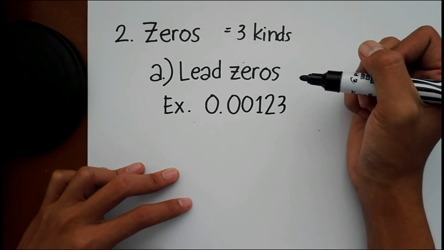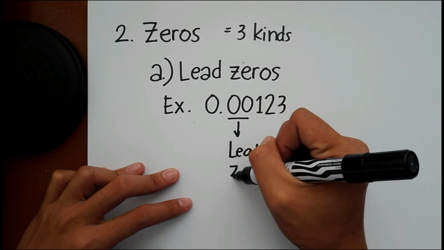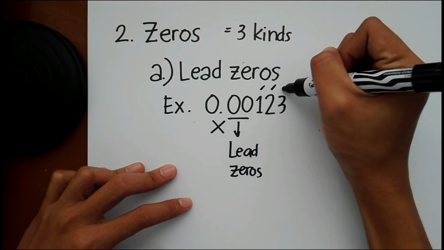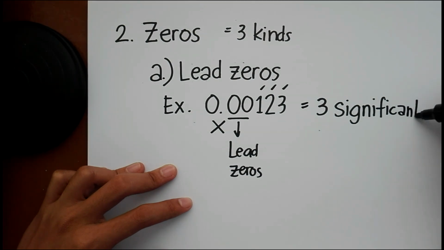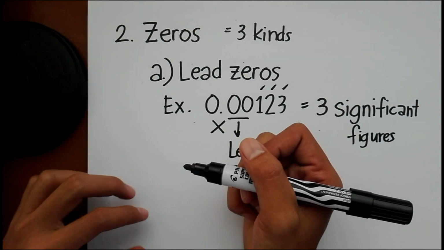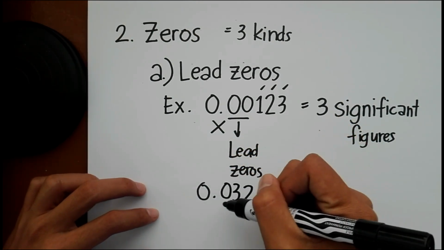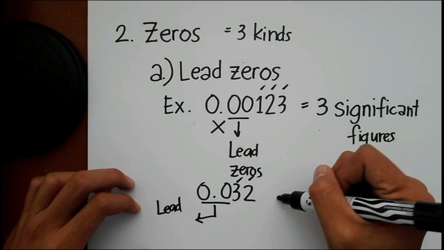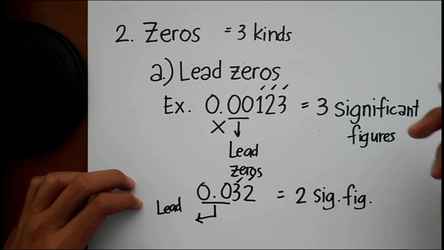0.00123. So where is the lead zeros right there? Again, those lead zeros are zeros that are before the non-zero digits, and again, they're not significant. So for this example, we only have 3 significant figures. Right. So let's have another example. We have 0.032. Again, the lead zeros is before the non-zero digits. For that example, we only have 2 significant figures.